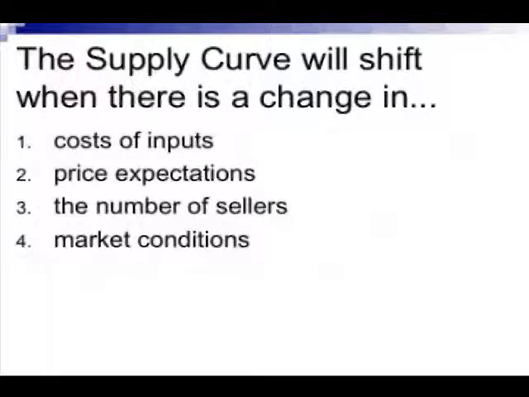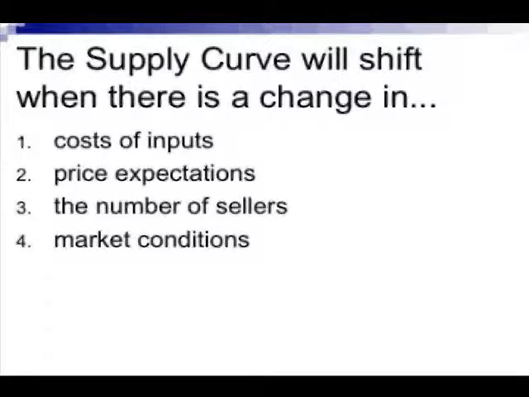Now, what are the things that cause supply itself, the whole curve, to change? Well, when there's a change in the cost of inputs. Notice that there is a big difference here between the word cost and price, and we'll emphasize that in just a bit. The supply curve will change when there is a change in the cost of inputs, and remember that there's a big difference between cost and price. They're 2 totally different terms.